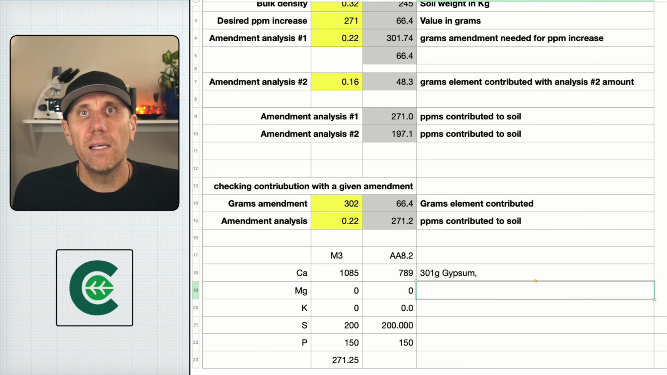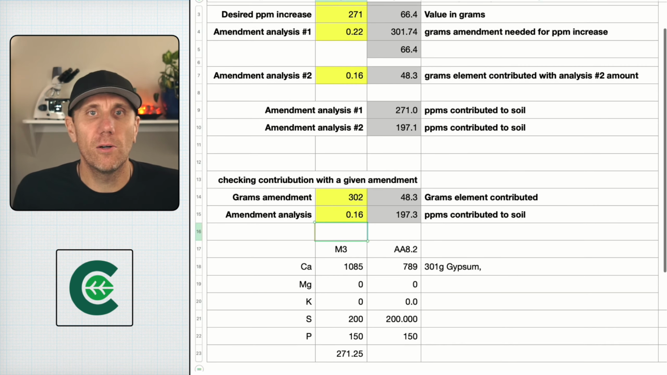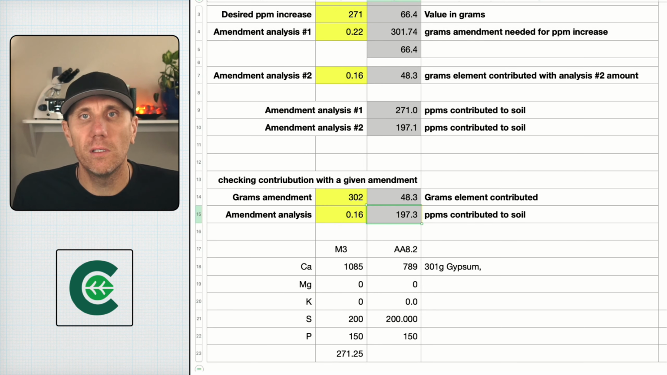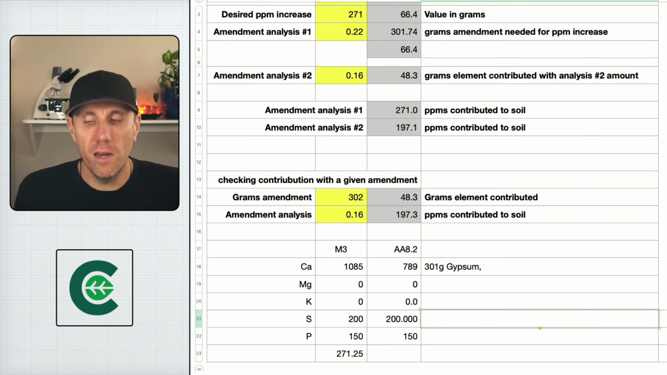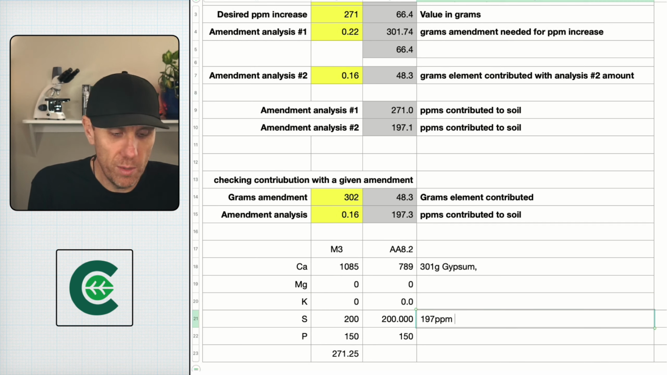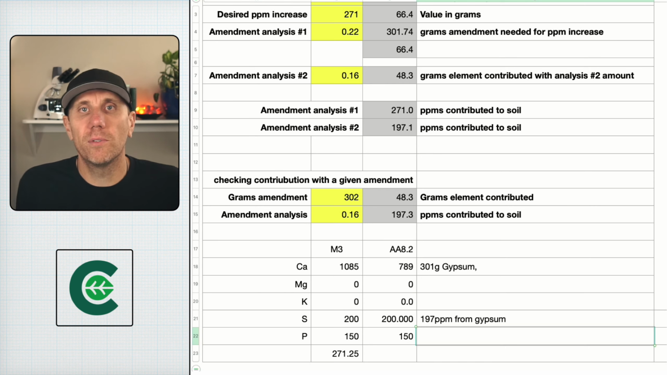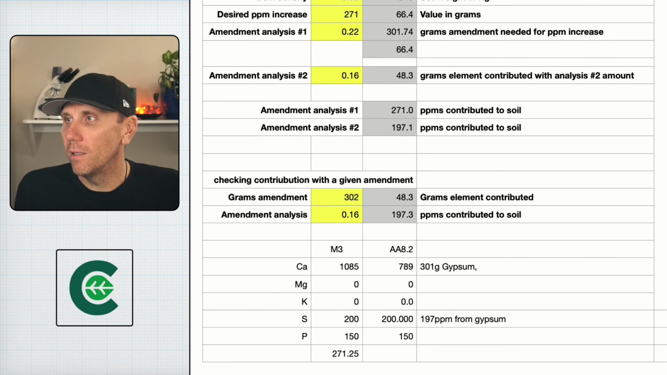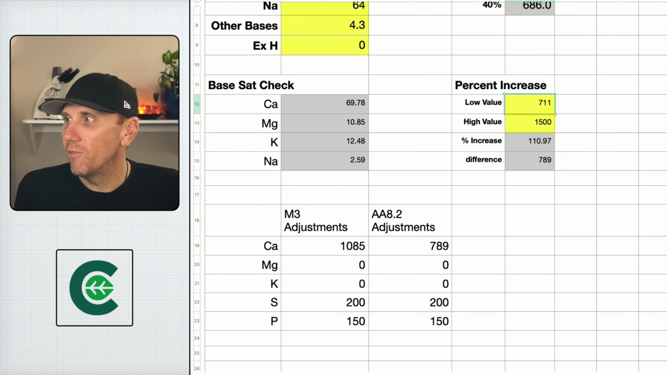And we can see that if we come down to this lower calculator, we can check our work and we can see that 302 grams of gypsum at 16% sulfur gives us 197 parts per million. So we're also going to come down here and write 197 ppms from gypsum so we don't lose track and we don't double up something that we're already inheriting. But the problem is we got 271 and 1085.